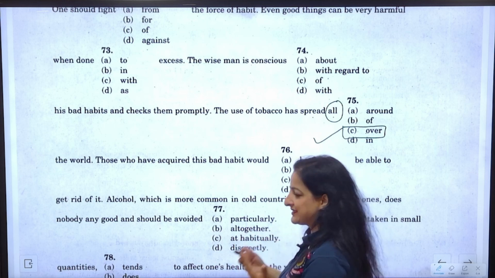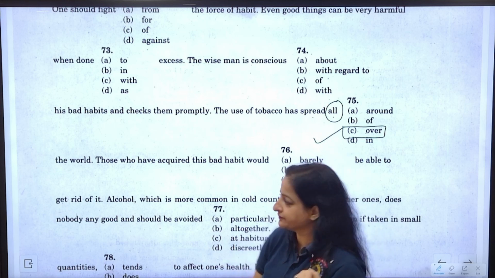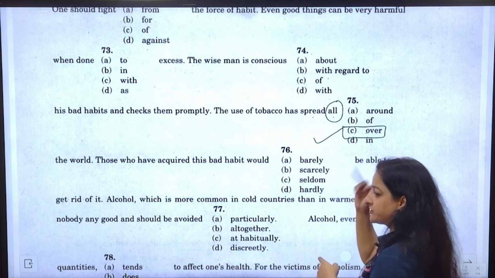Again, it's like the appropriate preposition. Don't go for around the world. It's not around the world.